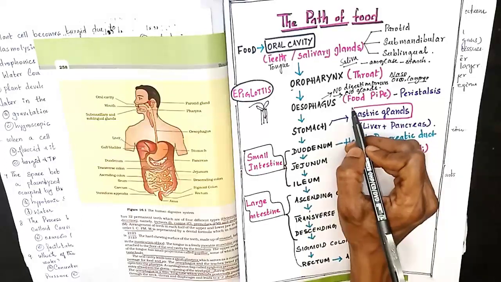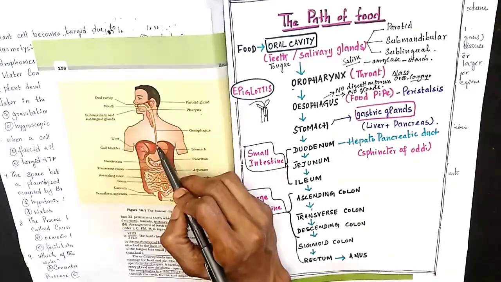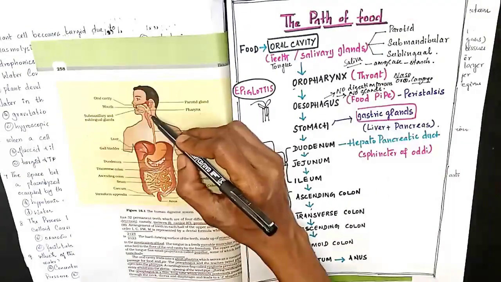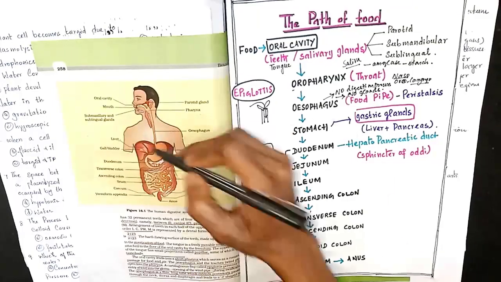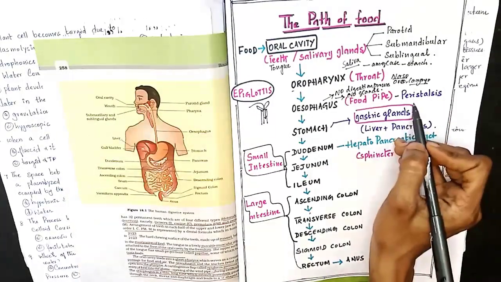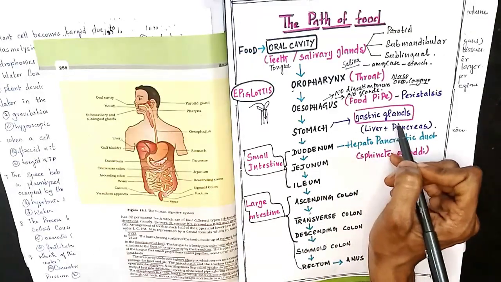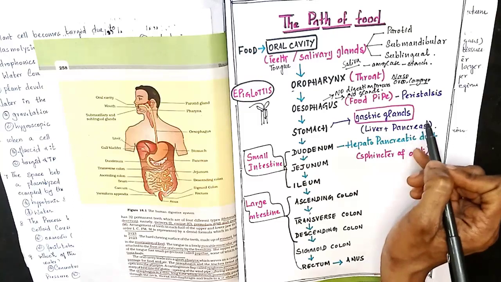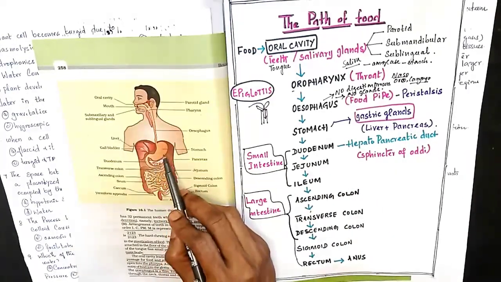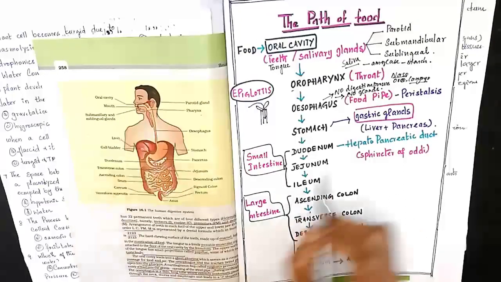So the movement which helps the food to reach the stomach is called peristalsis. The movement of food inside the esophagus is called peristalsis. This is another important MCQ. Then stomach contains gastric glands. These gastric glands are present in the gastric lining of the stomach. So when the food reaches here, stomach contains a lot of gastric glands. They pour all the enzymes which help in the digestive process.